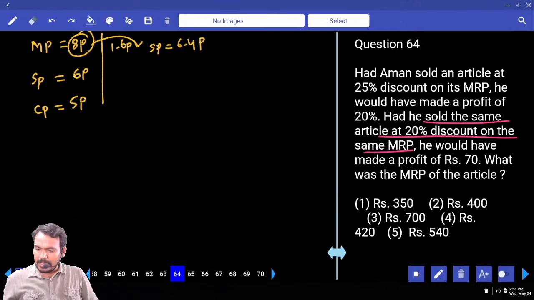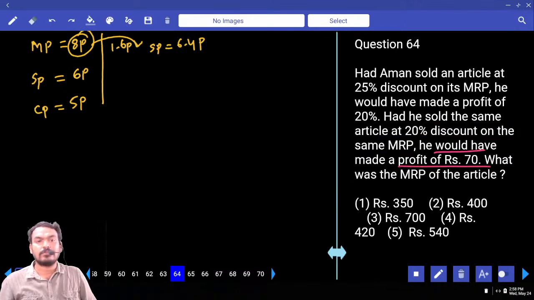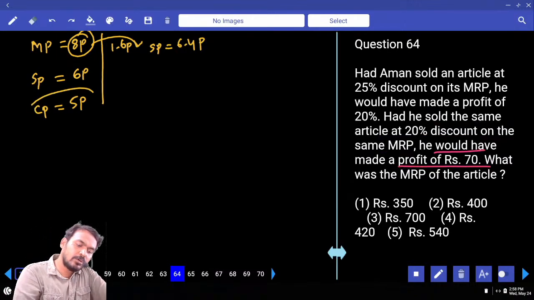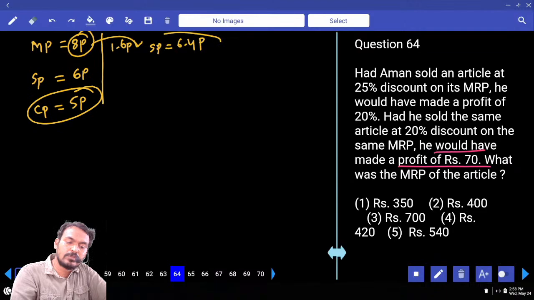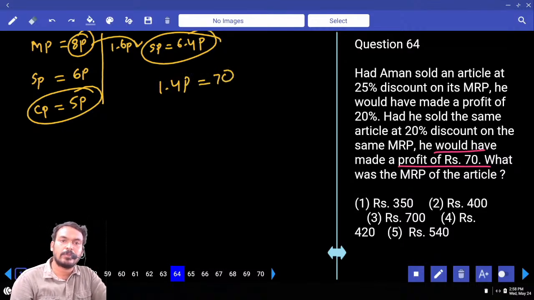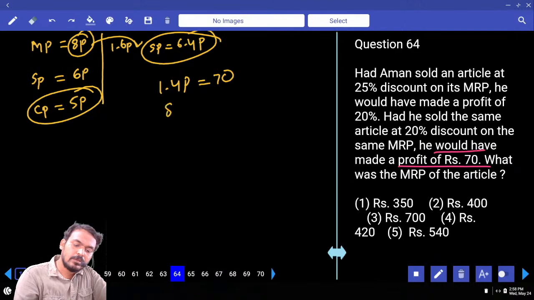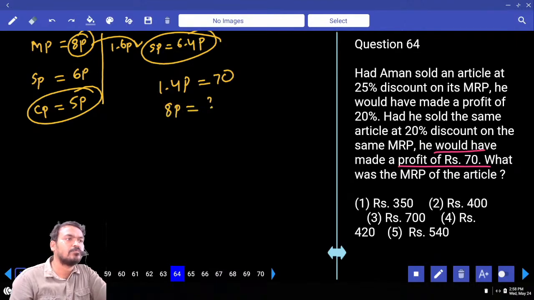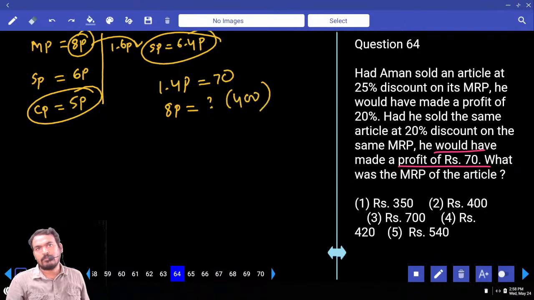6.4 parts. And you would have made a profit of how much? 70. Cost price is how much? 5 parts. What is the new selling price? 6.4 parts. How many parts is profit? 1.4. That is equal to how much? 70. But we required market price. How many parts do we need? 8 parts. How many times? 50 times. What is the answer? 400.